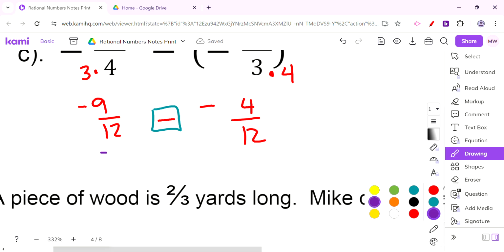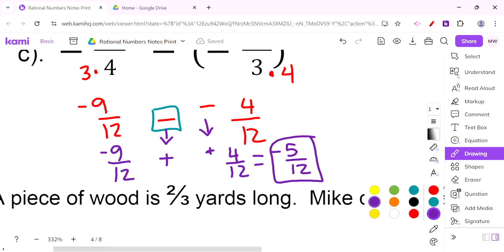So I'm keeping that first number. I'm changing this minus to be a plus, and I am changing that negative to now be a positive 4/12. Okay, negative 9 plus 4 gets me negative 5, and my common denominator was 12, so negative 5/12.